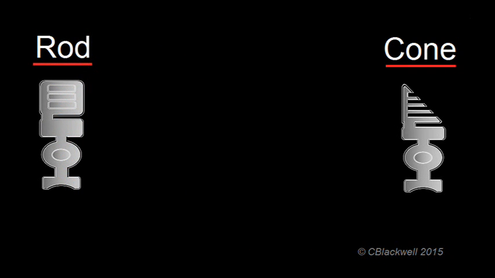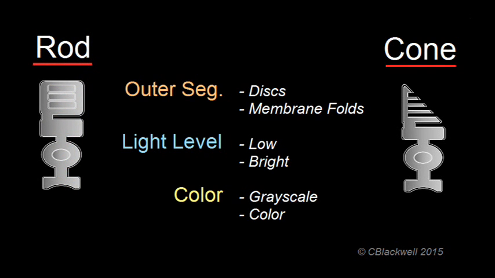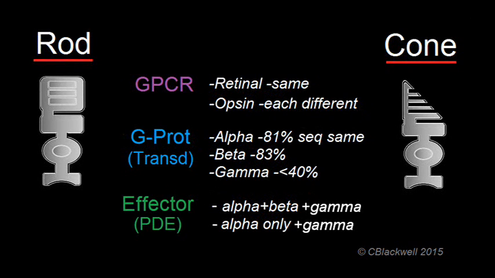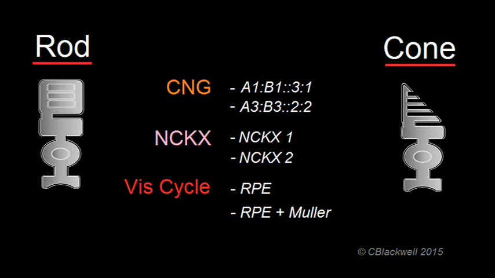To recap rods versus cones, rod attributes are on the top, cone below. We covered significant differences in structure and sensitivity to light and color. Differences within the G protein cascade are listed here. The opsin difference means the GPCR differs between each of the 4 cell types. Likewise, the G protein subunits are closely related, but are not exactly the same. The effector molecule, PDE, in cones exists only as an alpha subunit. The CNG channel has different alpha and beta subunits and combinations.